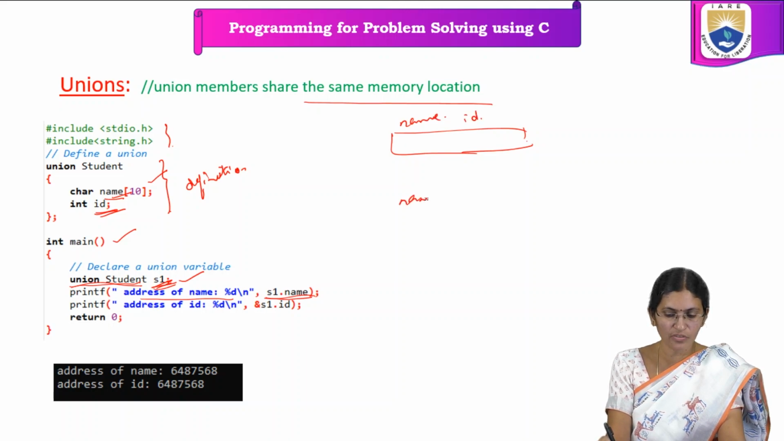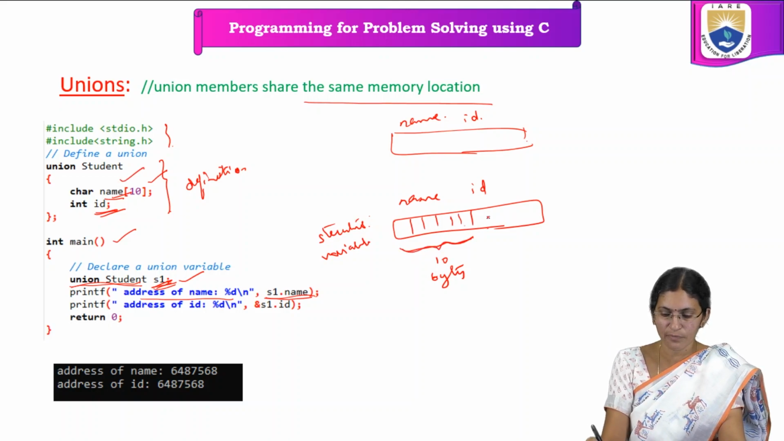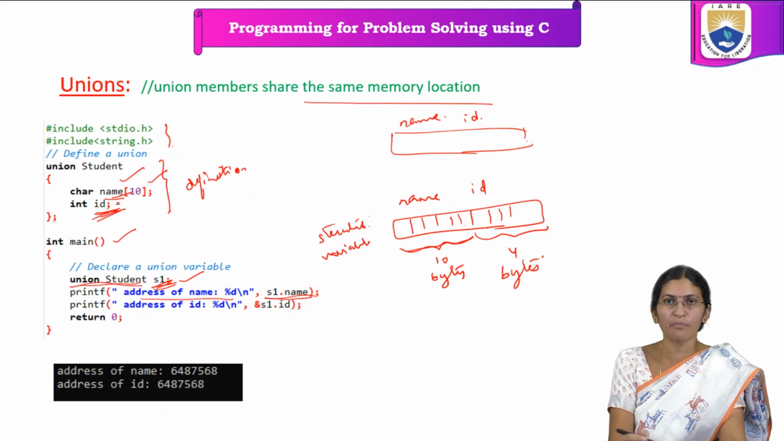In case of a structure, there are 10 bytes allocated. So total 10 bytes are allocated for a structure variable, for this array of characters, and the remaining 4 bytes are allocated for this member ID.